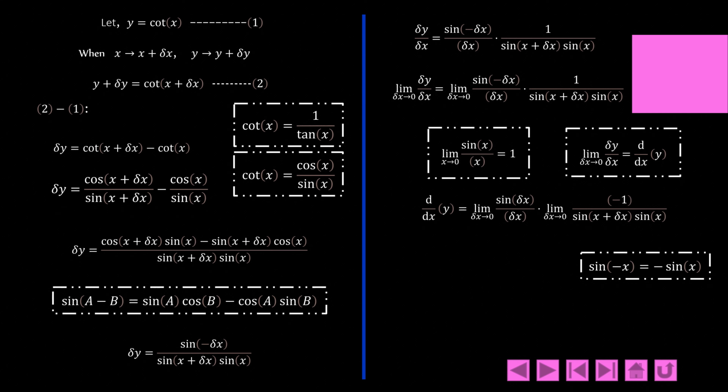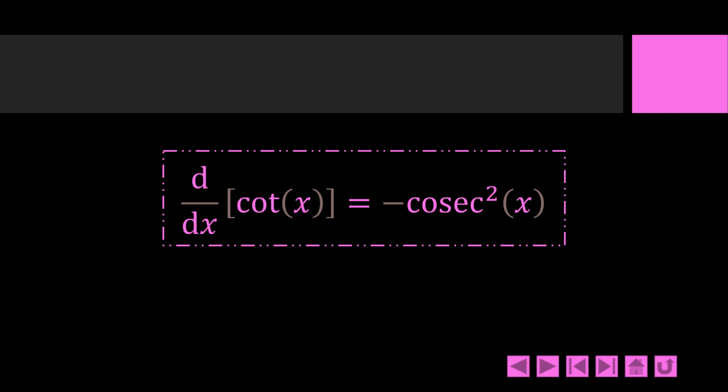Evaluating our limits, the special limit fraction goes directly to 1, leaving us with a negative 1. On the other half, as delta x drops to 0, the denominator simplifies to sine of x times sine of x, which gives us sin squared x. Since 1 over sin squared x is equal to cosecant squared x, we get our final conclusion. The derivative of cot x with respect to x is exactly negative cosecant squared x.